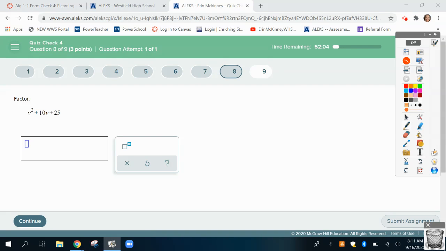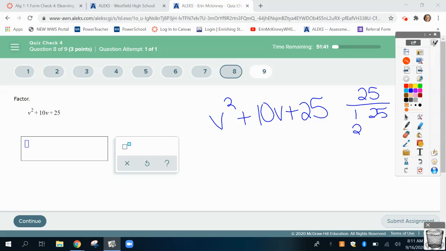Number 8, we have V squared plus 10V plus 25. It just says to factor, so we're going to check and see if there's a GCF, which there is not. So then we are going to do 3 terms as a trinomial. So 1 times 25 is 25. And we will start listing. 1 and 25, 2 and nothing, 3 and nothing, 4 and nothing, 5 and 5.